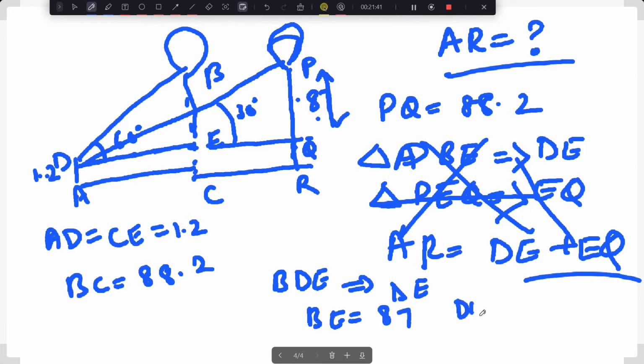So what is DE? We know tan 60 is √3, right? So 87 by DE equal to √3. So DE is 87 by √3.